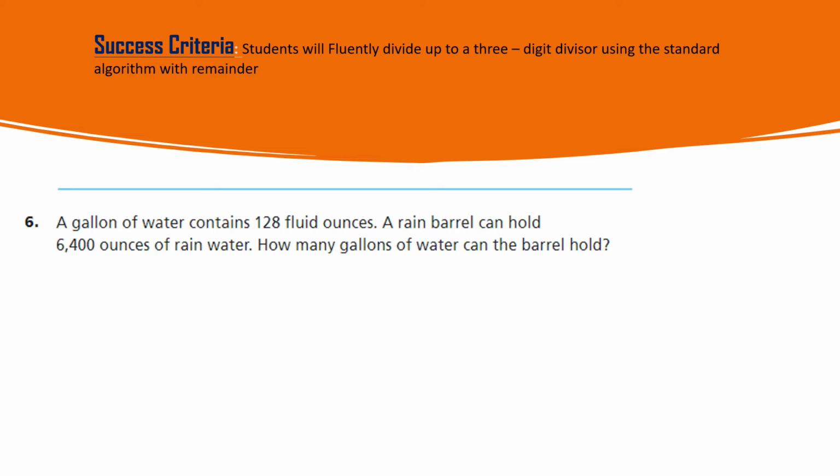When the word hold comes, how much it can hold, not leftover, but how much can it hold in, then in that case, we always divide the bigger number by the smaller number. So we will divide 6400, this is the rain water, and now how much gallon of water it is holding, the 6400, so we will divide it by 128.